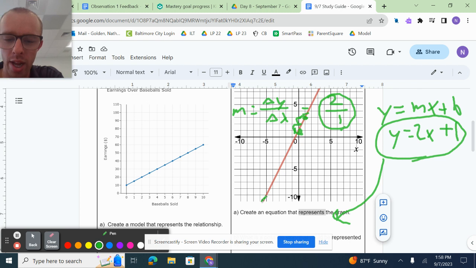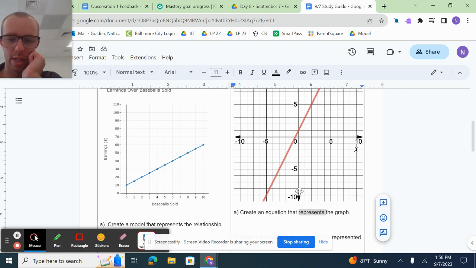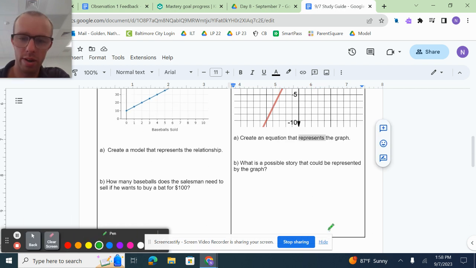If you go into a graphing calculator and say graph y equals 2x plus 1, it's going to do this exactly. All right, let me just erase that. I'll rewrite it real quick right here. y equals 2x plus 1.